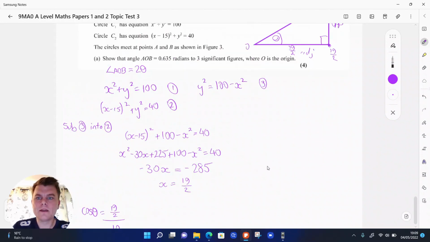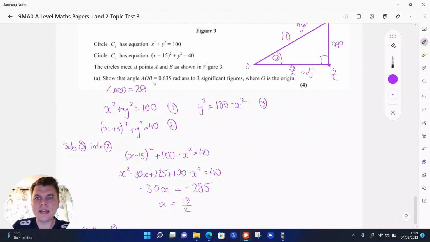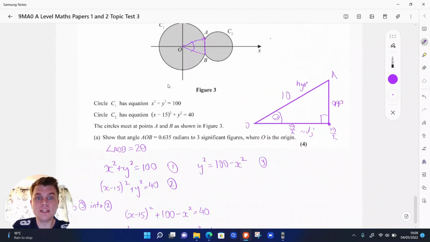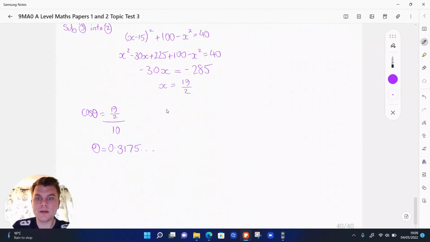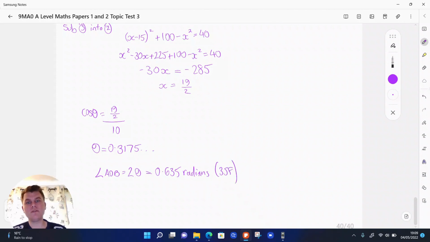Now, going back to the original question, we're trying to show angle AOB is 0.635 radians. Well, as we've already stated at the start, we know angle AOB is simply 2 theta. And there we have it, 0.635 radians.